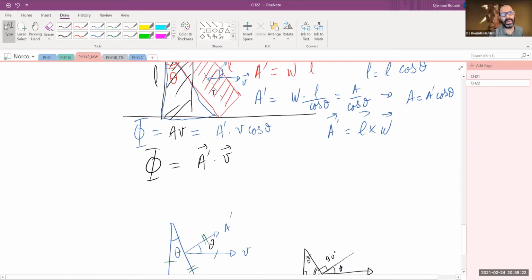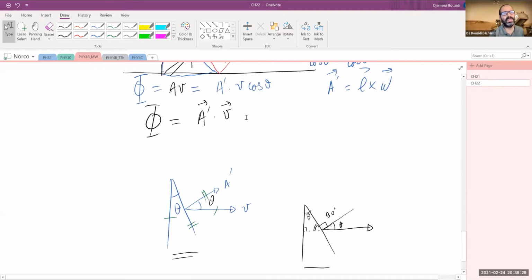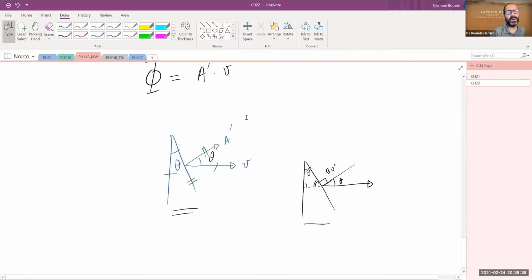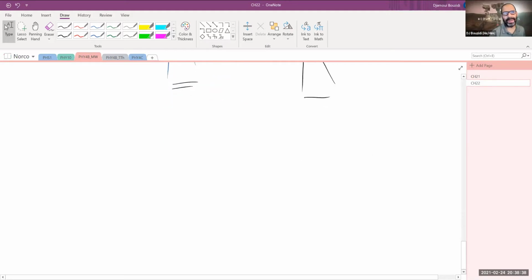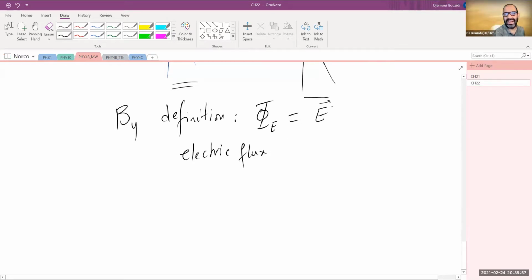In the second case, when you tilt the angle a little, it's going to be just the new area, which is A prime, times the velocity V, times the cosine of the angle between them. So this is how we define flux in fluid dynamics, and that's how we're going to define it now in electric fields. So by definition, phi E, which stands for the electric flux, is simply E times A, if E is uniform.